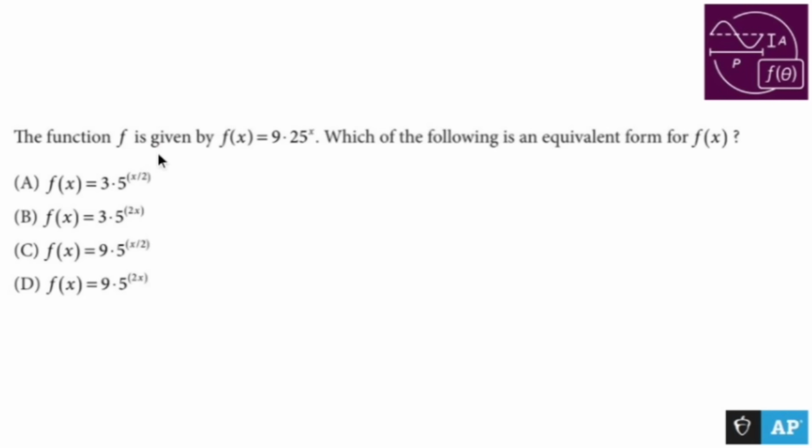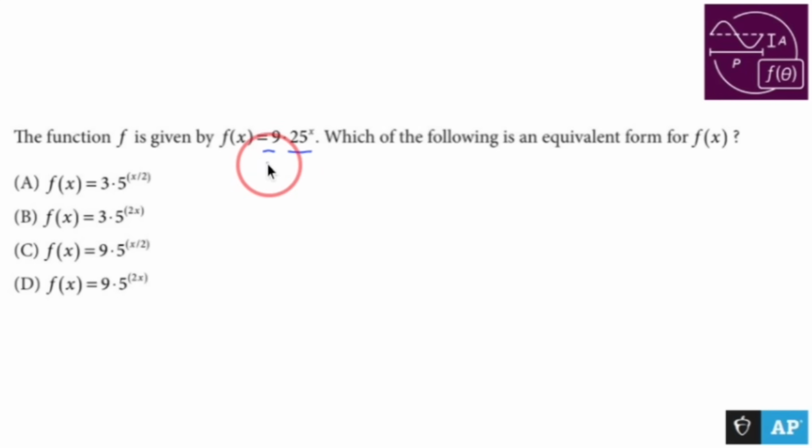The function f is given by f of x equals 9 times 25 to the x power. Which of the following is the equivalent form of f of x? So it's going to make me be a little clever and creative here. I have a 9, which is a square, and a 25, which is a square. And it looks like it wants me to deal with those squares.